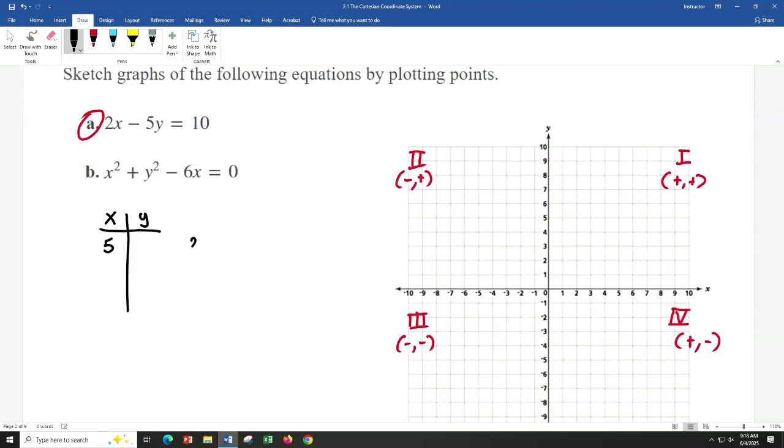And then I would come over here and go, okay, well, 2 times 5 minus 5y is equal to 10. That's going to be 10 minus 5y is equal to 10. Subtract 10, subtract 10, I've got negative 5y is equal to what? 0. Divide off the negative 5 and I get y is equal to 0. And there is a point, correct? So I come over here, you always do your x value first, so I come over here to 5 and 0, and there's my point right there.